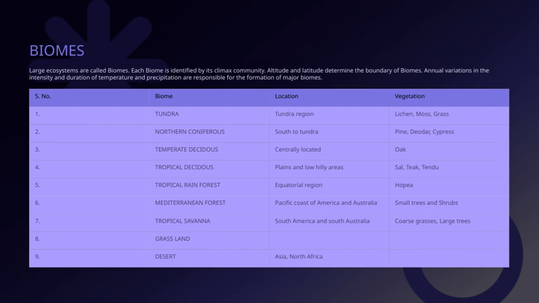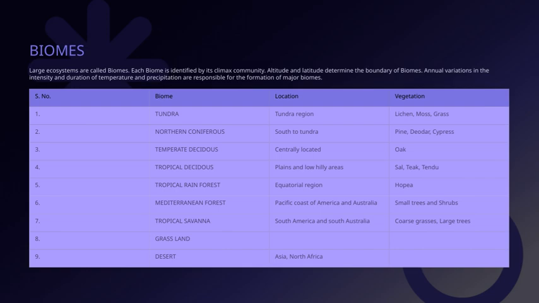Annual variations in the intensity and duration of temperature and precipitation play a crucial role in shaping these major biomes. Changes in weather patterns over the year influence which plants and animals can survive in each biome. Now, looking at the table, we see different types of biomes listed along with their typical locations and vegetation. For example, the tundra is found in cold regions and is characterized by lichens, mosses, and grasses.